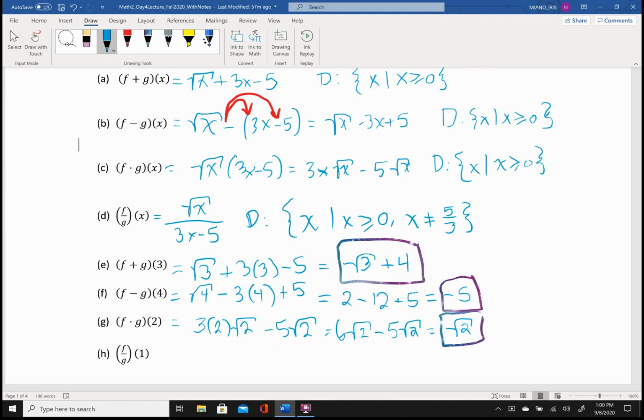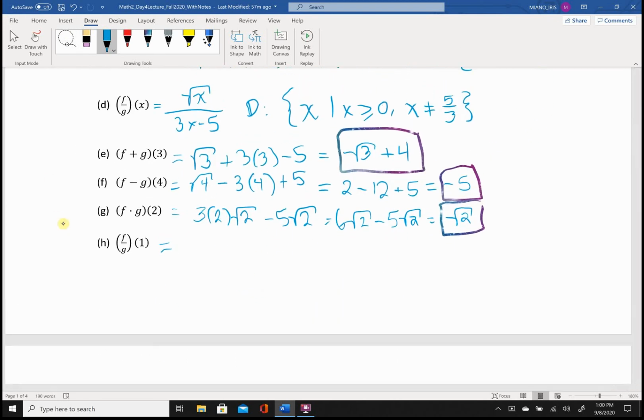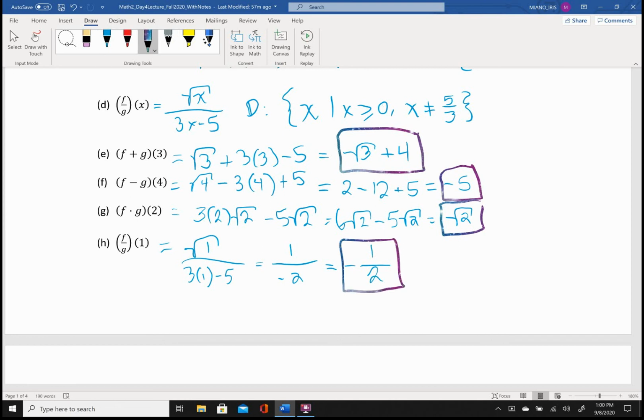Okay. Here we go. Let's take this last one. Oops, let me see if I've got more room. Oh yeah, more room at my disposal. Here we go. It's the square root of 1 over 3 times 1 minus 5. That'll give me, the square root of 1 is thankfully just 1. 3 times 1 is 3, minus 5 is negative 2. So go ahead and take that negative sign and plop it in front of the fraction 1/2, and you are done with part H.